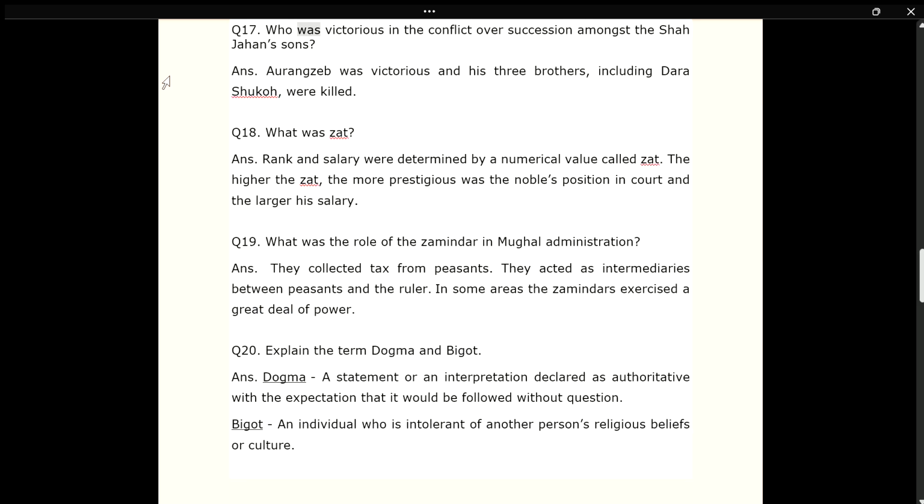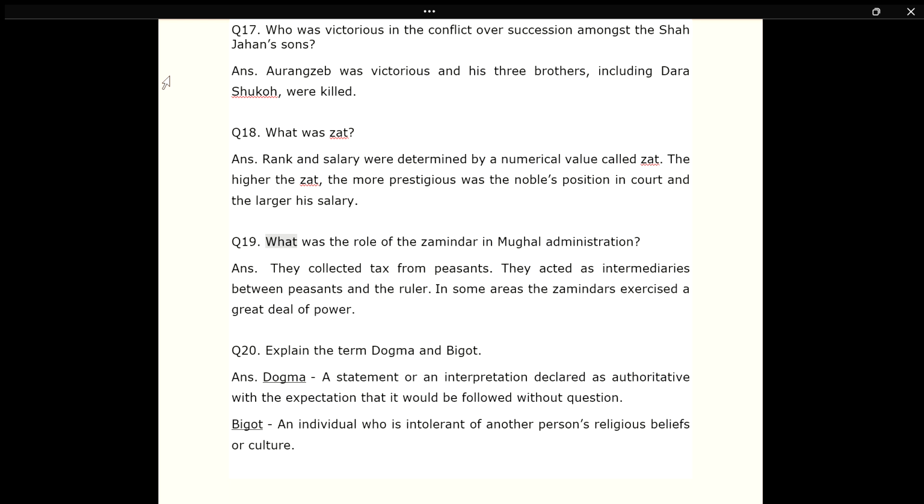Q17. Who was victorious in the conflict over succession amongst Shah Jahan's sons? Ans. Aurangzeb was victorious and his 3 brothers, including Dara Shikoh, were killed. Q18. What was Zat? Ans. Rank and salary were determined by a numerical value called Zat. The higher the Zat, the more prestigious was the noble's position in court and the larger his salary.